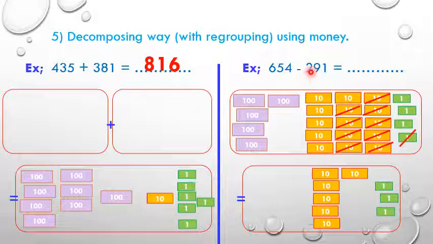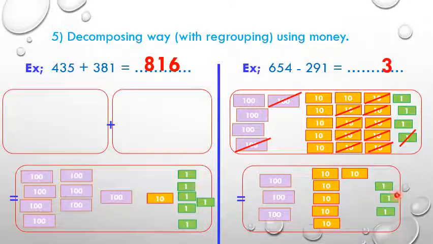Can you take away 2 from 5 hundredths? Yes, because 2 is smaller than 5. Then cancel 2 hundredths only. The rest will be 3 hundredths. Let's combine this number together. It will be 3 in ones place, 6 in tens place, and 3 in hundredths place. This number is called 363. Good job.